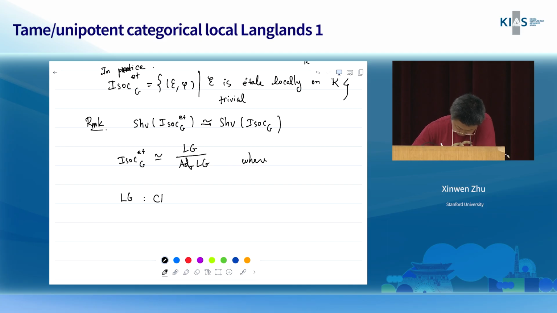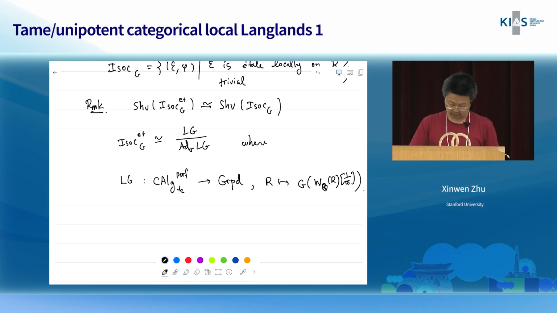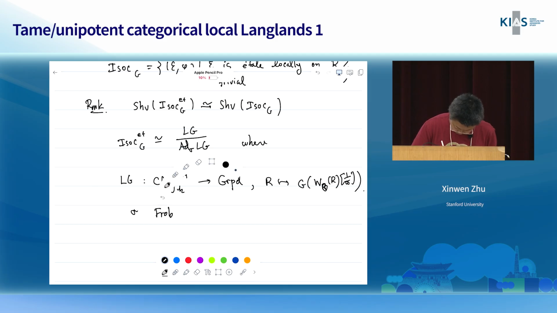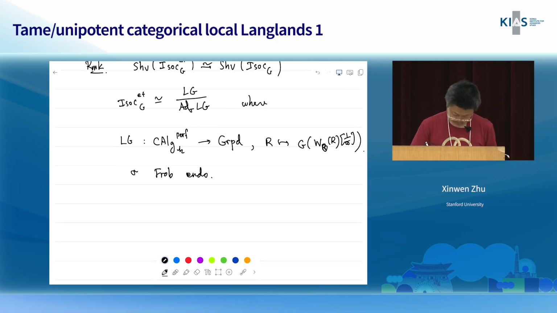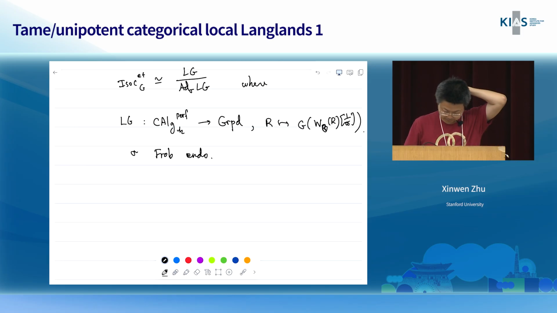It's a loop group, so it's again the functor from commutative K-algebras to groupoids. Actually, this is just a set, it just sends R to G of W. And then sigma is a Frobenius endomorphism, because these are functors defined over F_p-algebras, so there's a usual Frobenius.